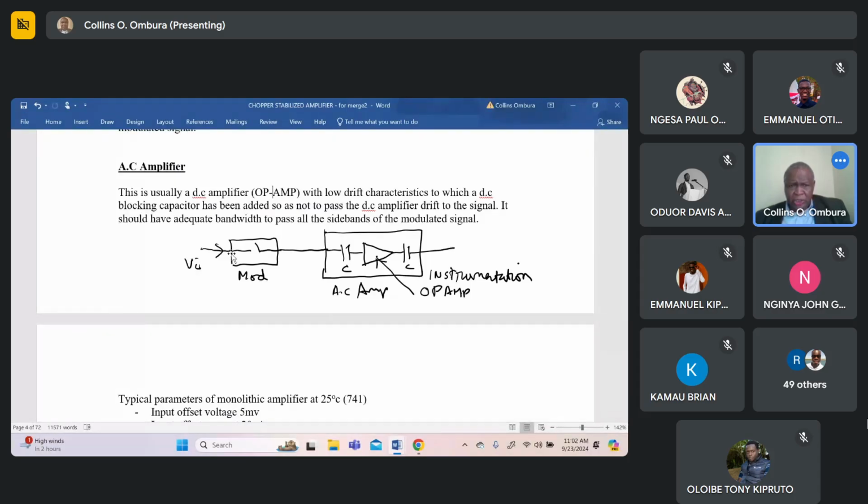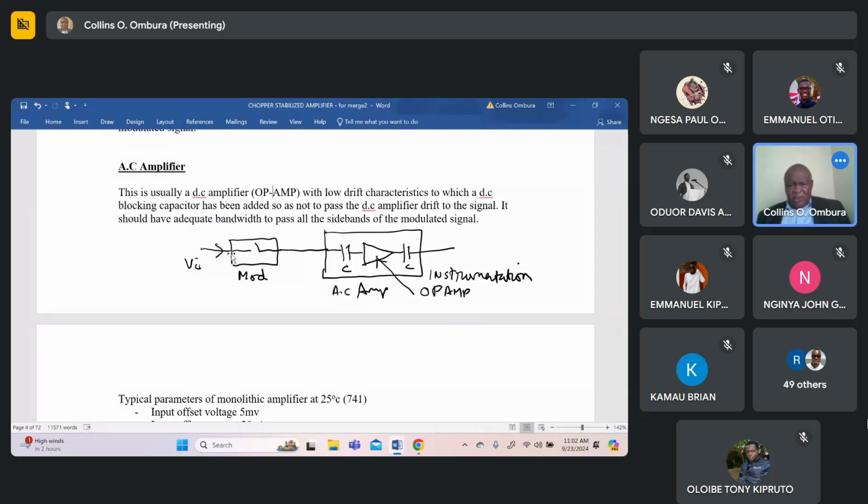Okay. So we start with VI, which is a very low frequency signal. We chop it, which results in pulse amplitude modulation, and therefore we've got frequency translation. Frequency translation is necessary because your op-amp in the AC amplifier is going to suffer from drift. Even if you've got the best instrumentation amplifier, it suffers from drift.